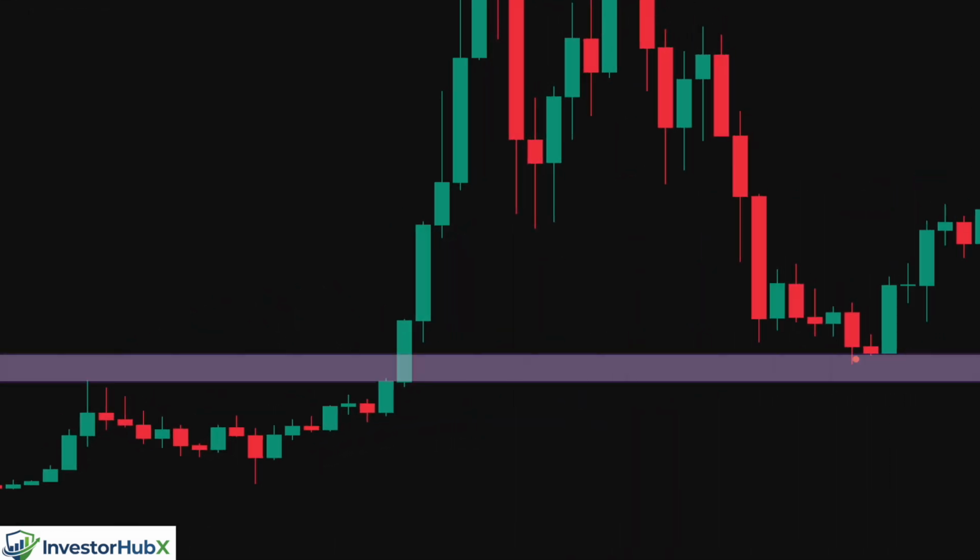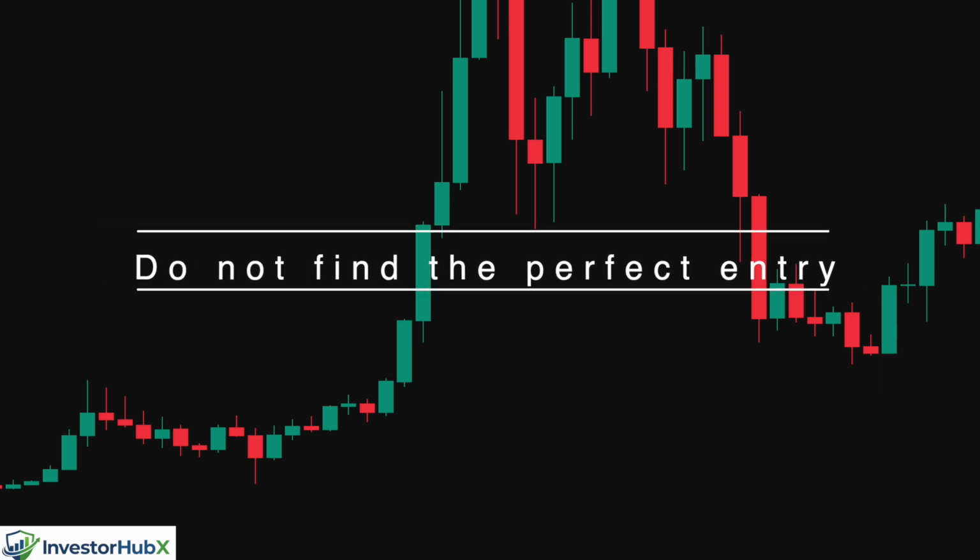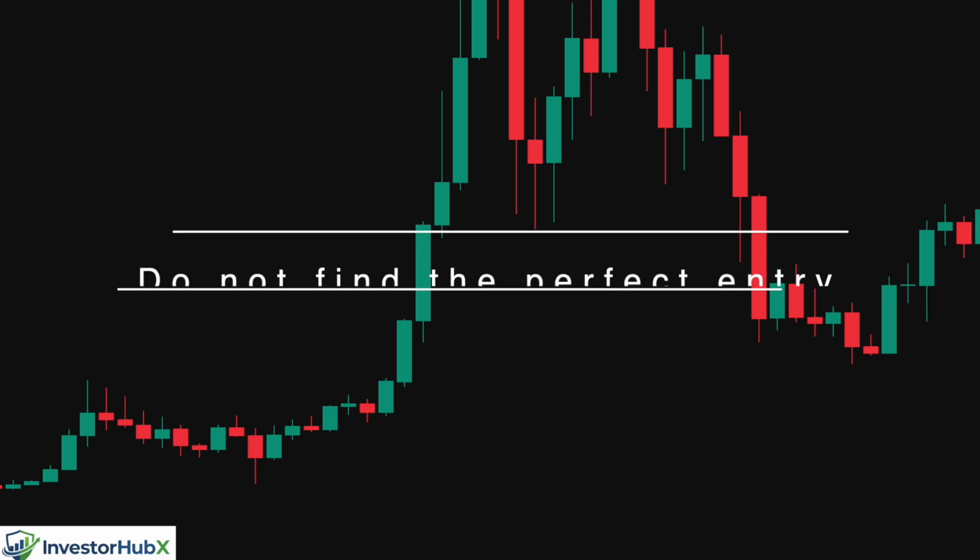At support, some buyers enter early. Some wait for confirmation. Some step in late. That's why price often slightly overshoots support, front-runs resistance, or reacts unevenly inside the zone. If you expect perfection, you will always feel late, wrong, or unlucky.